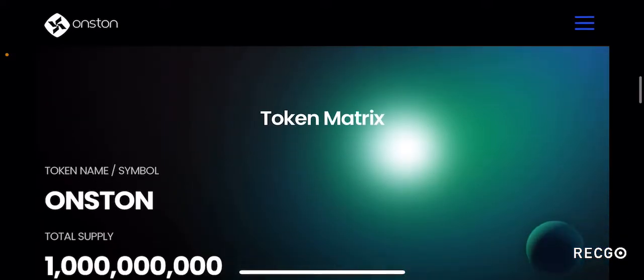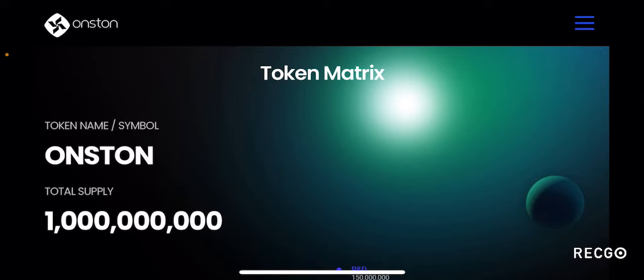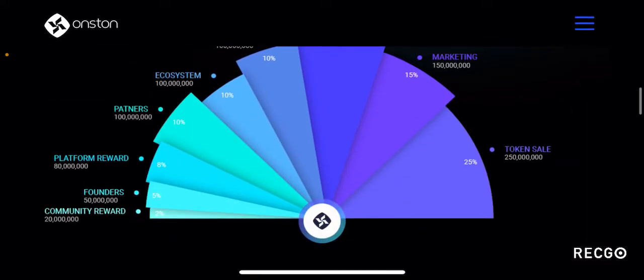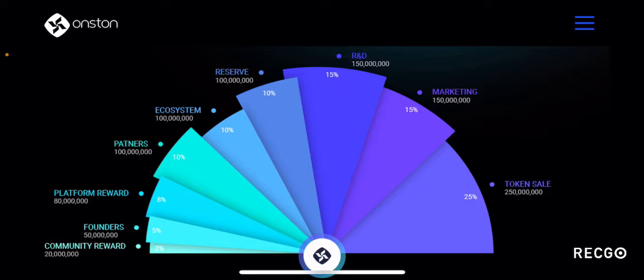So now they're jumping directly into the token itself. So their token symbol is Onston as well, and they have a total supply of 1 billion tokens. Again, we'll cover the tokenomics in a few seconds. But if you scroll below, you can clearly see some of the distribution of the tokens. Community rewards get 20 million tokens, founders get 50 million, platform rewards is 80 million, partners get 100 million, ecosystem is another 100 million, reserve is another 100 million, R&D is 150 million, and marketing is another 150 million, and token sale is 250 million, right?